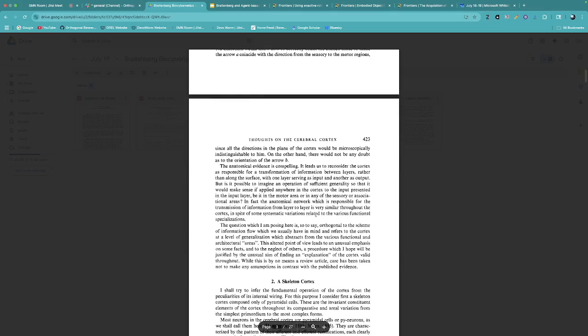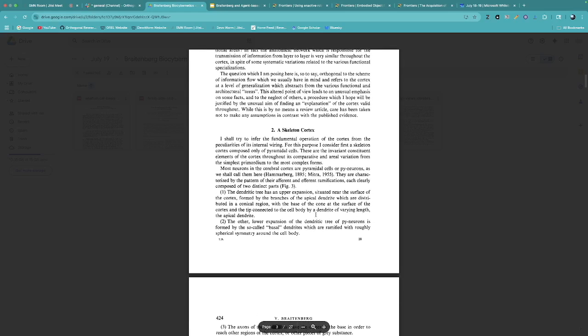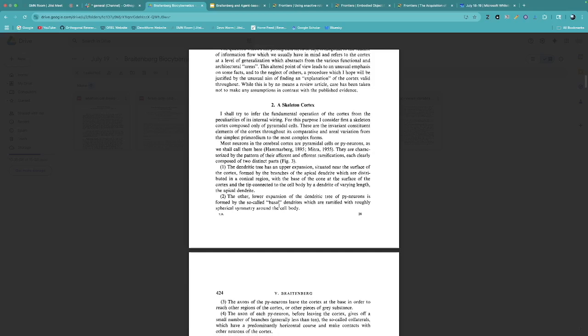Okay, and so just thinking about the anatomy of the cortex, you have to reinterpret that in this differential view. So he's talking about this in 1974, and actually he's modeling the cortex using the skeleton cortex, where he's stripping down everything in the cortex to these pyramidal cells. And again, this is an early version of computer simulation, or thinking about this in terms of a computer simulation.